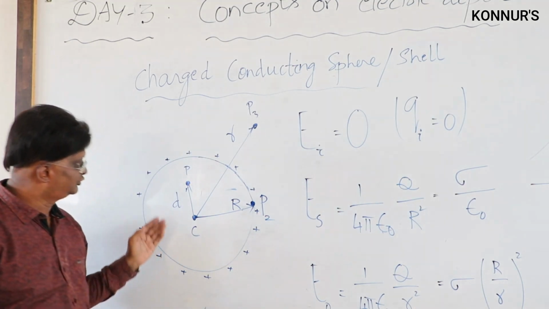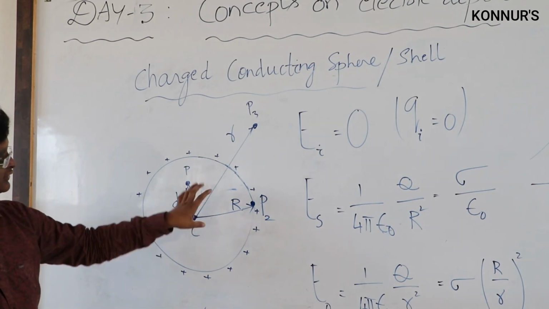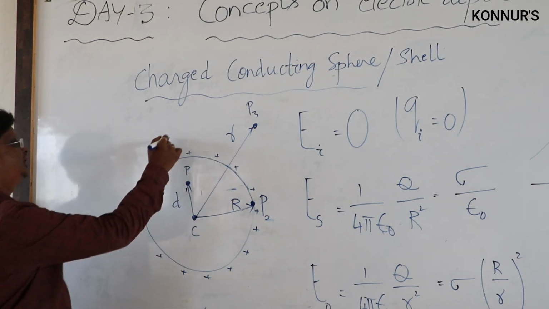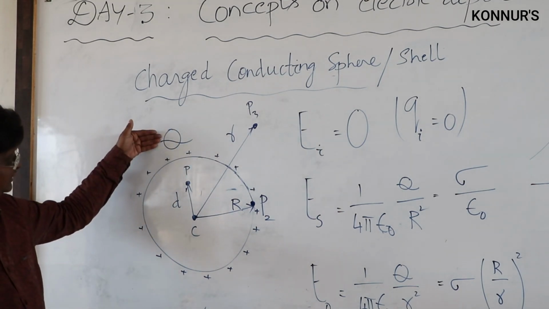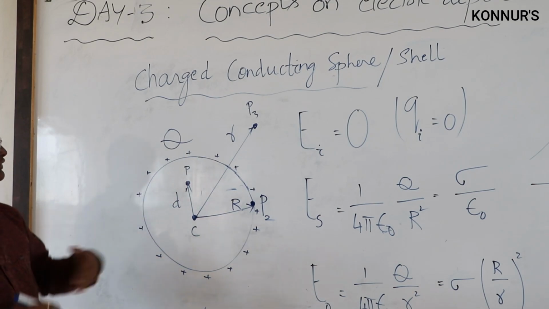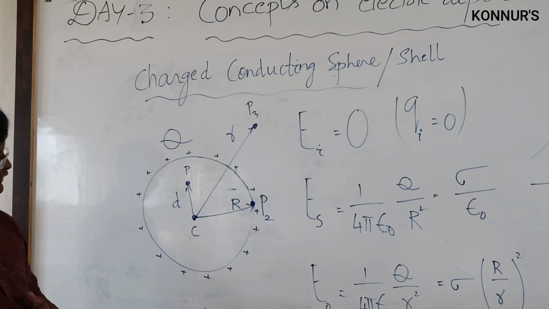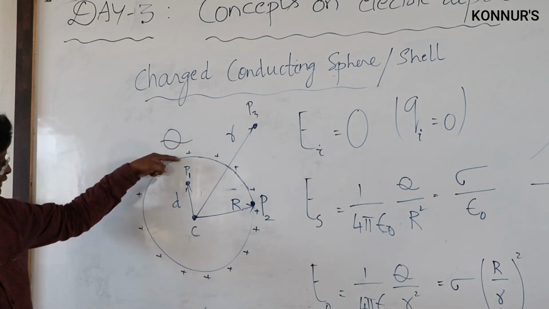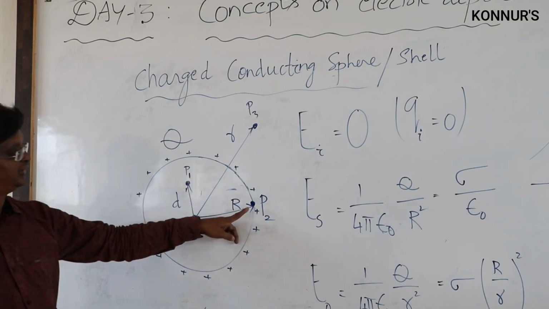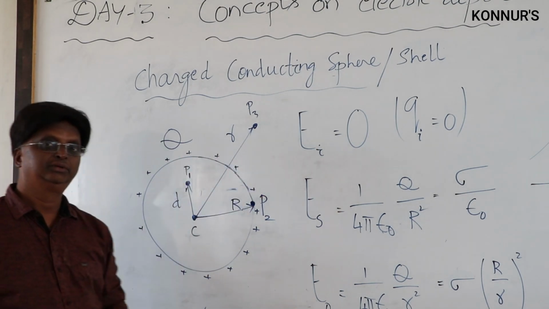Here you see, I have shown a charged shell or a sphere. The radius of the sphere is capital R. The charge on this sphere is Q. Then Q by 4 pi R square, charge divided by surface area, becomes the surface charge density. Here we will consider 3 different positions. The point P1 is well inside, P2 is a point on the surface, and P3 is a point outside the surface.